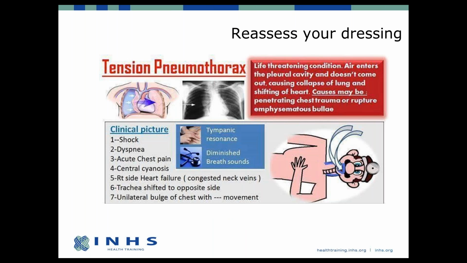Here's your look at tension pneumothorax. And this is kind of on the clinical side, but that's okay. Shock-like symptoms, difficulty breathing, chest pain. If you're shot in the chest, I would assume you're going to get some chest pain associated with that. Central cyanosis, maybe some right-sided heart failure with some congested neck veins possibly. That late sign, again, that tracheal shift to the opposite side, and then a unilateral bulge of the chest with movement, right? So kind of be thinking about that.